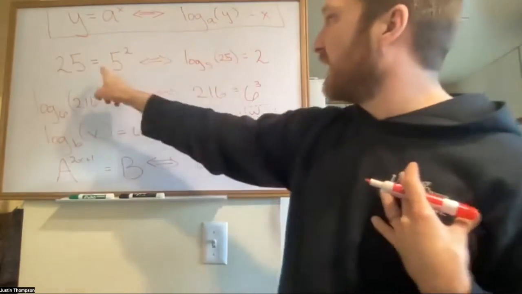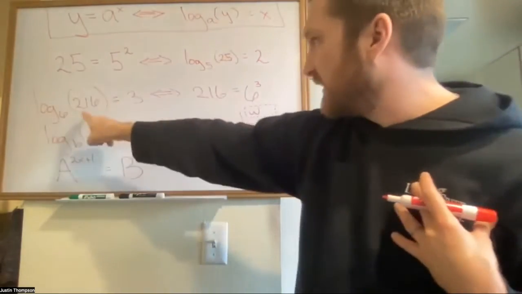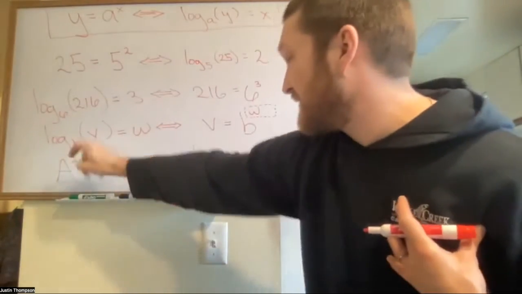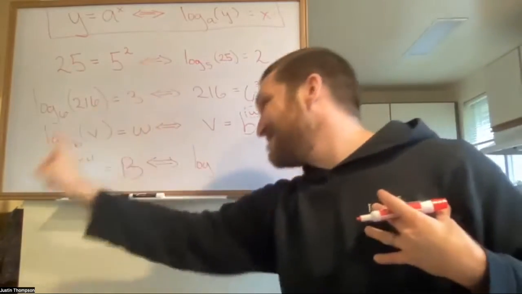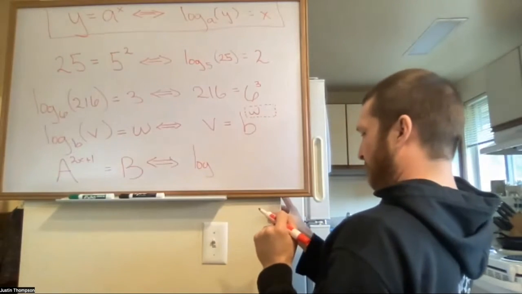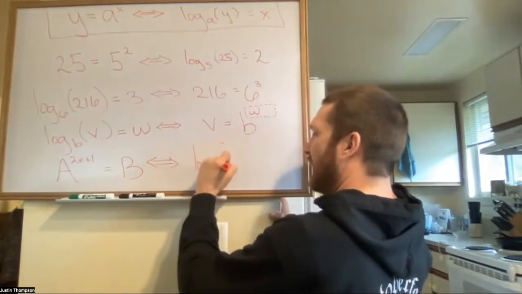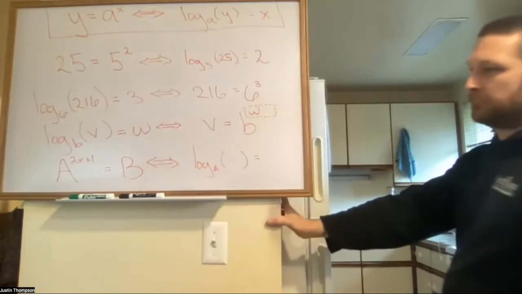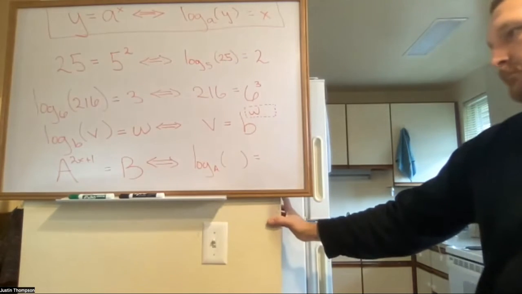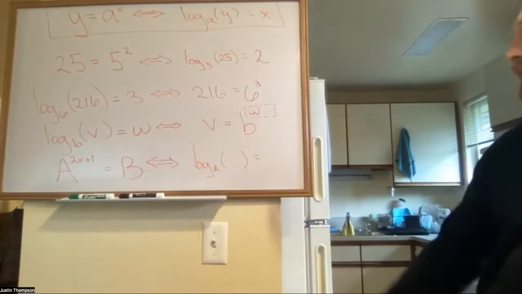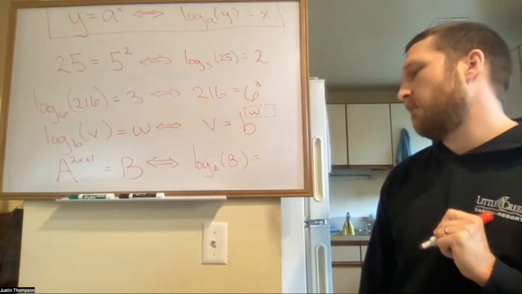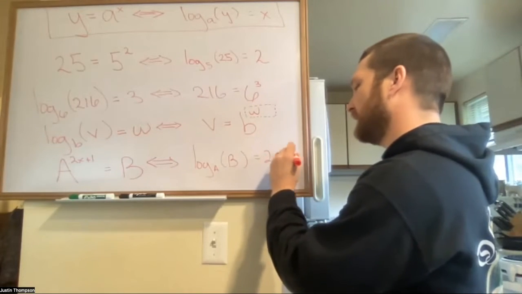And so when I look at this, I go, what's the base? Oh, 5's the base. I look at this and go, what's the base? 6 is the base. What's the base? B is the base. In this case, what's the base? A is the base. And so this is, tell me, log base A of what equals what? Of B equals 2x plus 1. There you go. That's exactly what this means.